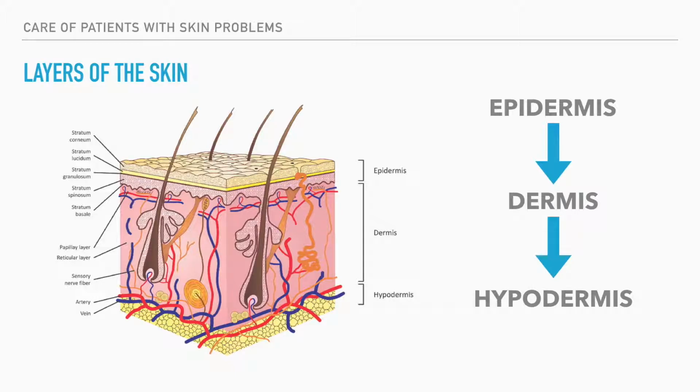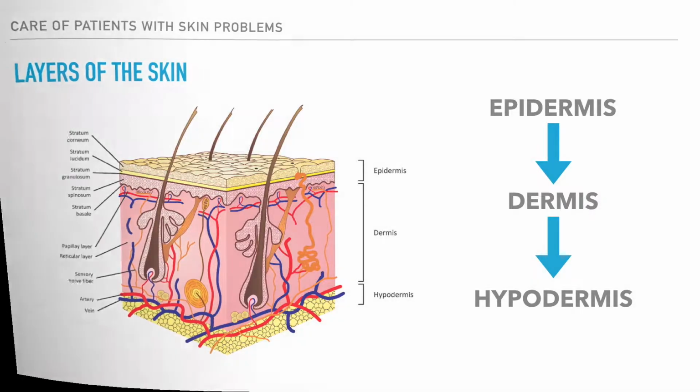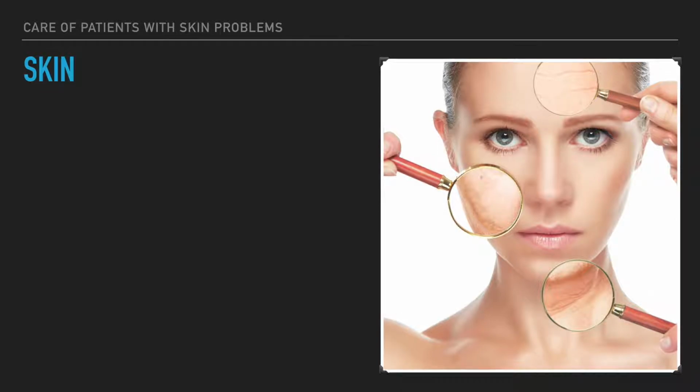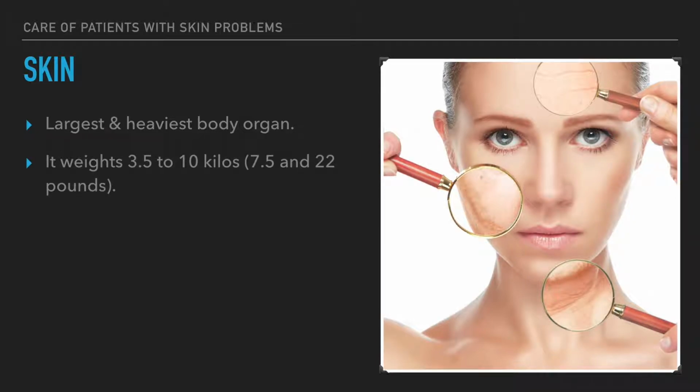Now, there's also some other key points that we need to keep in mind when we talk about the skin. And basically, one of the first ones is actually that it is the largest and heaviest body organ. Yes, the skin is actually an organ of the body. It also weighs about 3.5 to 10 kilos, which translates in about 7.5 and 22 pounds.